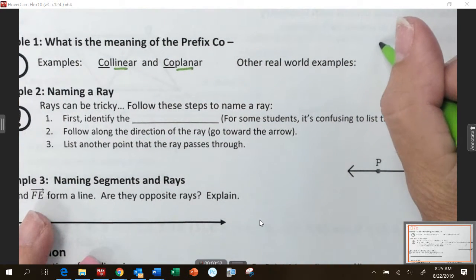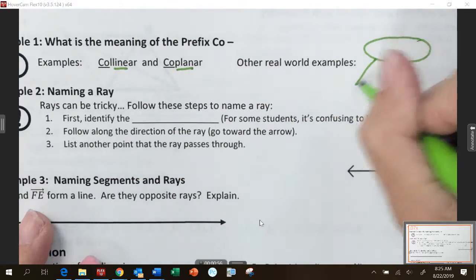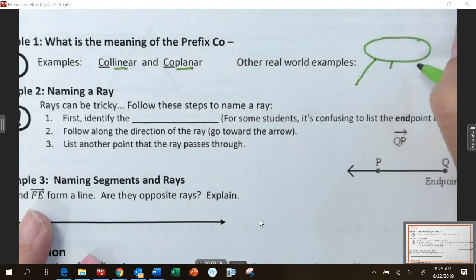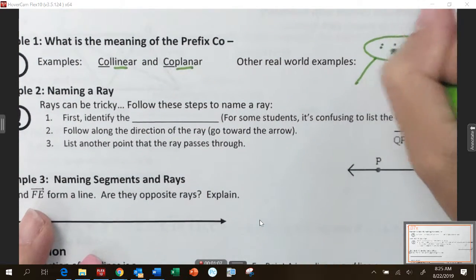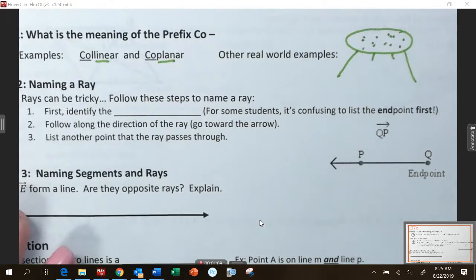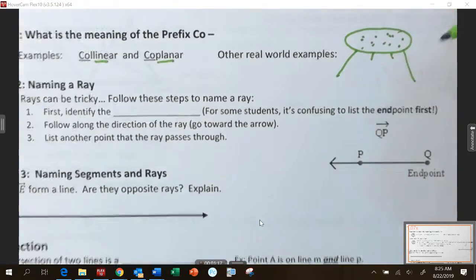I can think of this because my children are slobs. I love them, but they make messes. So when we eat dinner, here's my dinner table. This is what my dinner table looks like every day after we eat. And my floor looks like that too. Anyway, so here's an example of, is this collinear or coplanar?